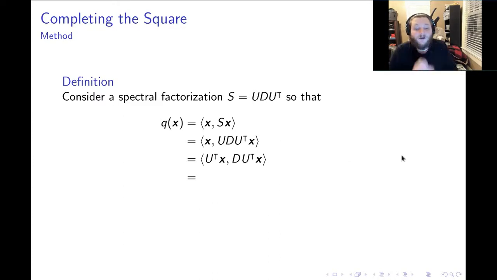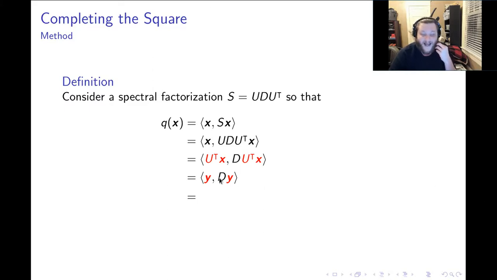What we're going to do now is introduce a change of variables. I'm going to define a new vector y equal to U transpose times x. So now I'm looking at the inner product of y with D times y. What's cool about this change of variables is that the original quadratic form could be very complicated, but after changing from x's to y's, the quadratic form is not so complicated.